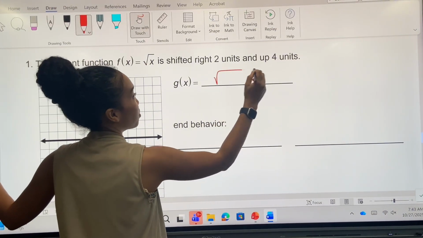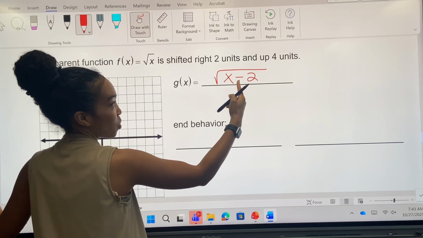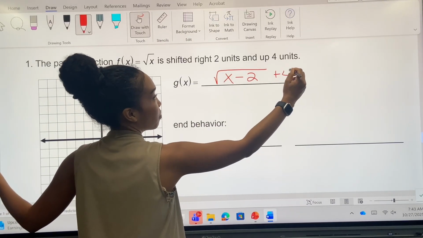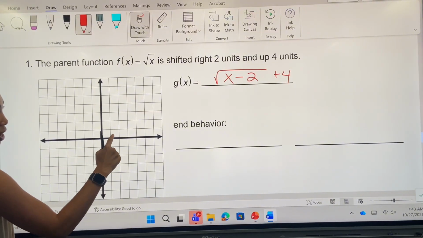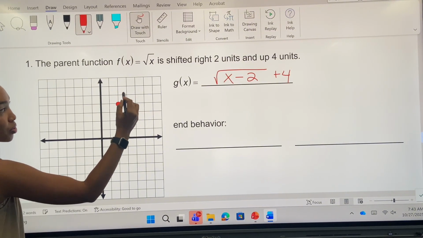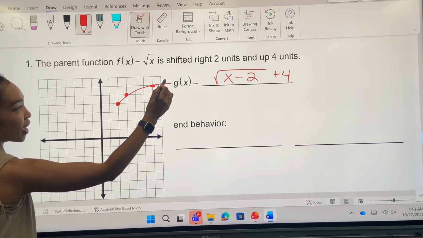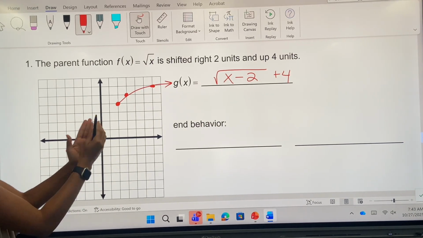So you have your square root graph, and it was shifted right 2 units, so it's x minus 2, it's always opposite, and it went up 4. So if you graph it, it went right 2, up 4. This is your starting point, and it goes up 1 over 1, up 1 over 3, and it goes like that. If you guys want to, you can always plug in more numbers.